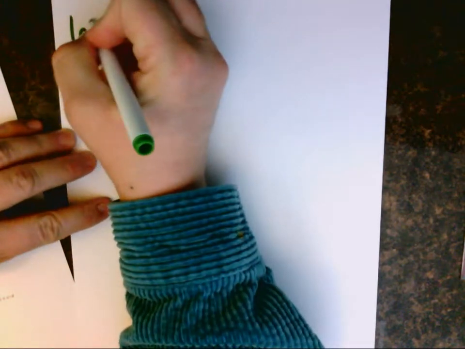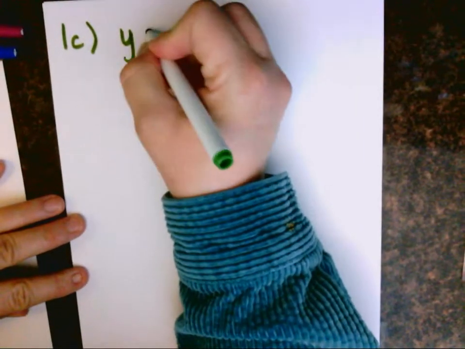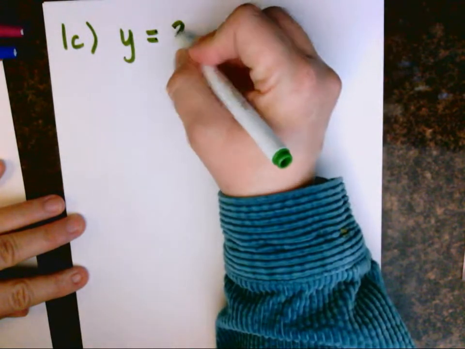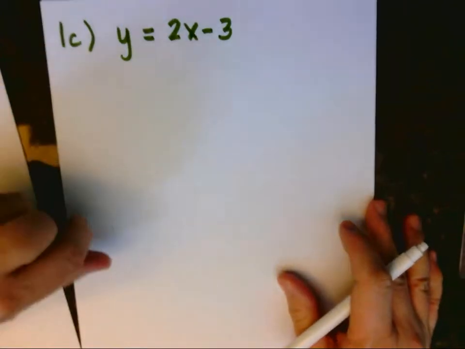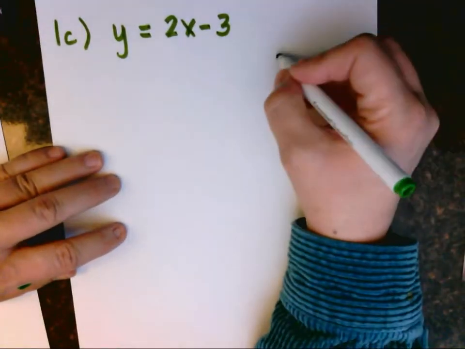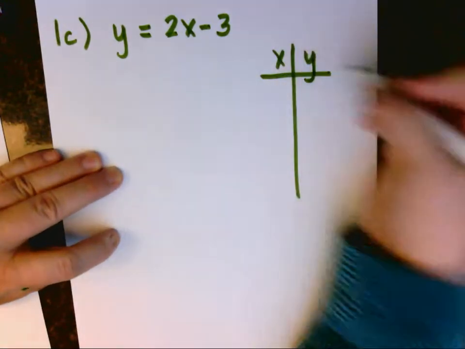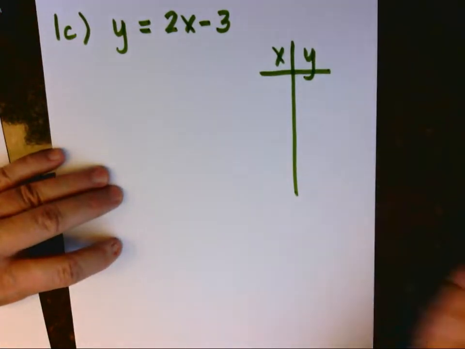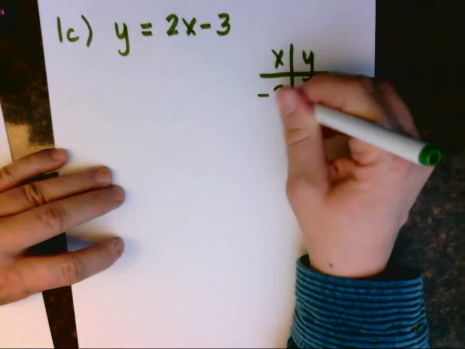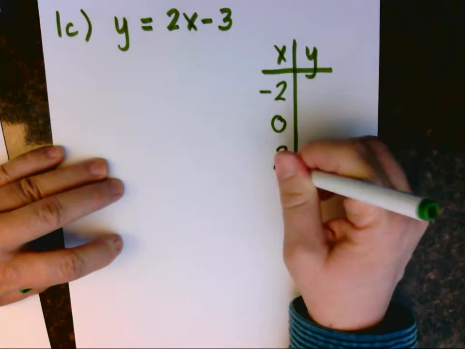1c. And this is giving us the function, and I'm going to go ahead and write it as a y instead of f of x, 2x minus 3. Same routine, folks. We make the table, and maybe we'll only do 3 points this time, okay? I'll pick x as -2, 0, and +2, okay?